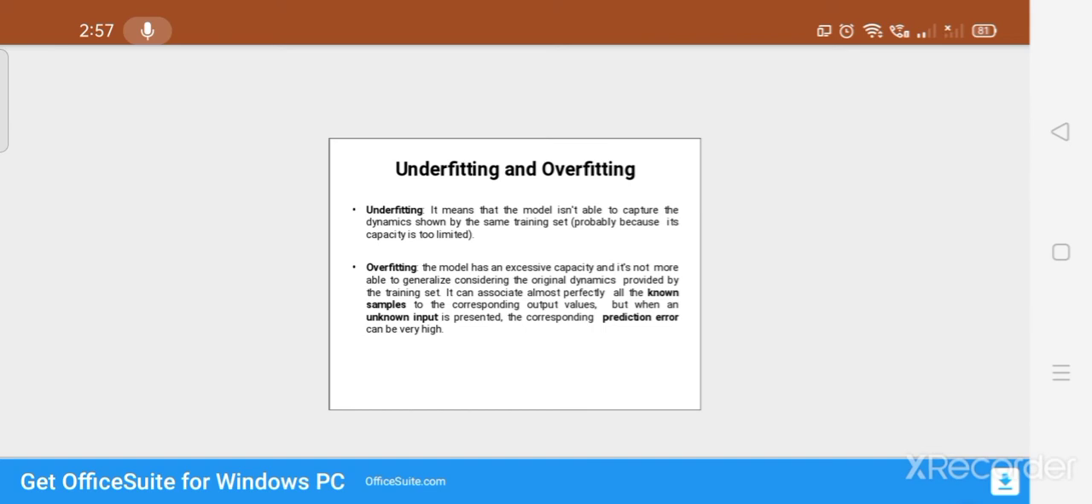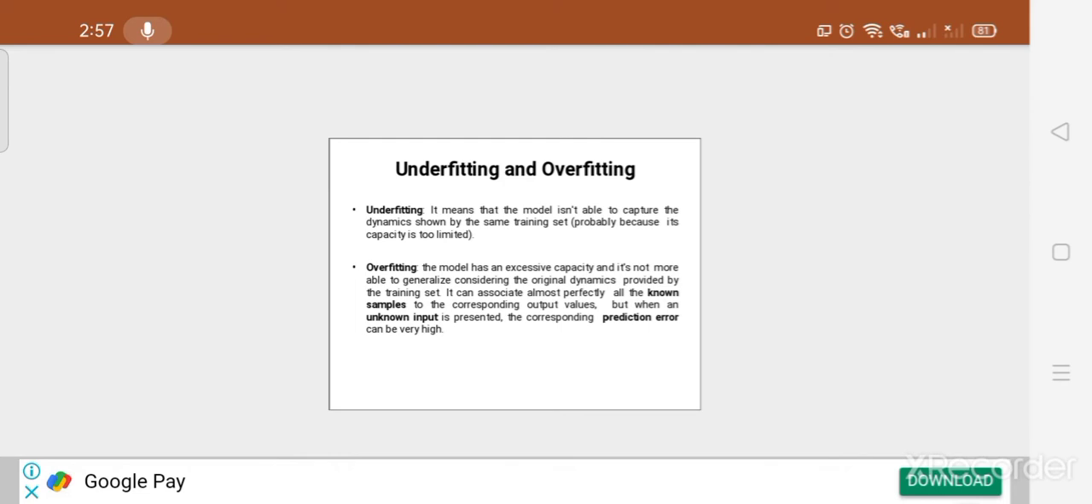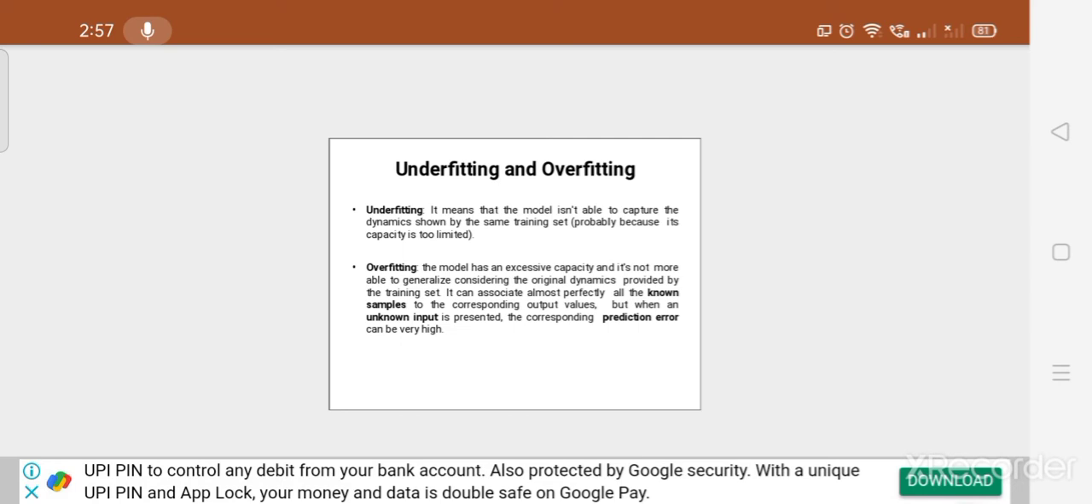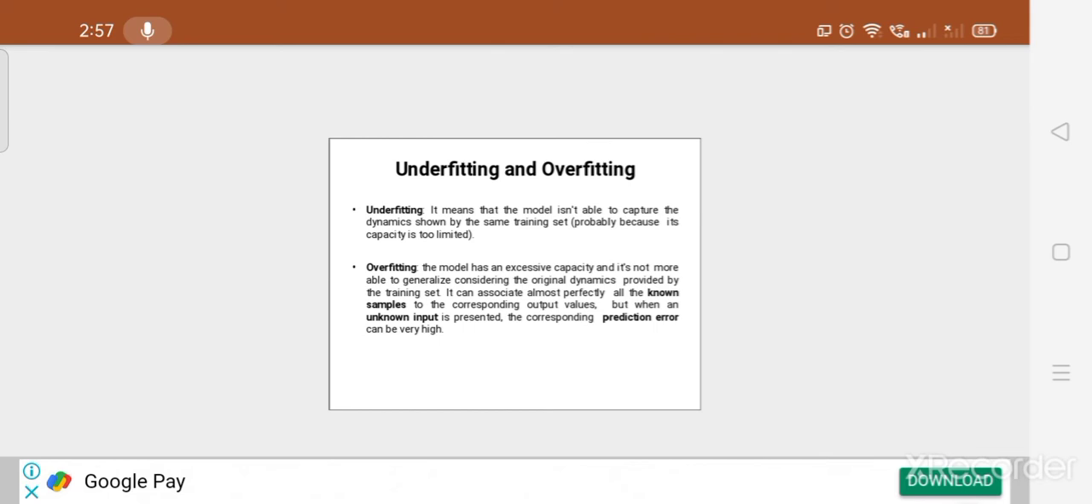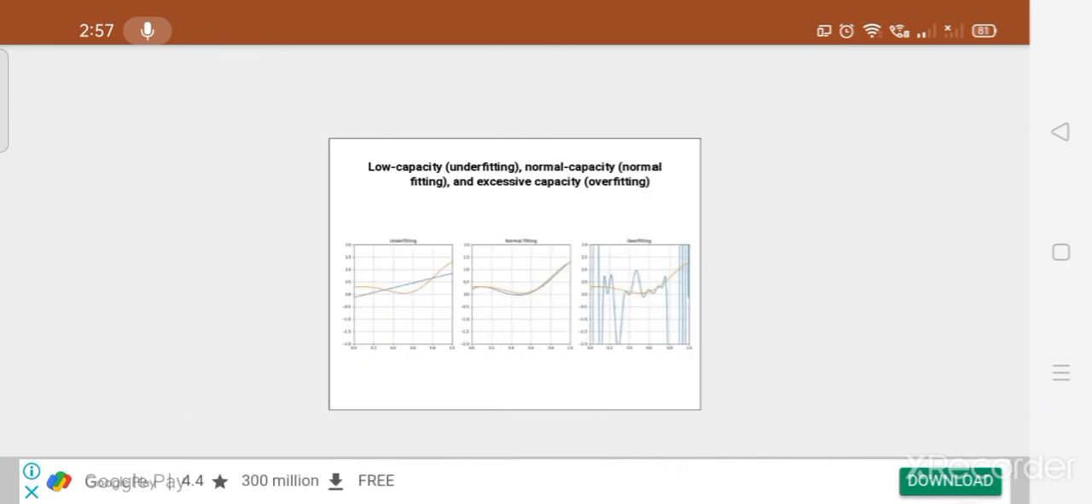It can associate almost perfectly all the known samples to the corresponding output values, but when an unknown input is presented, the corresponding predictor error can be very high. So the predictor error will be high in overfitting. Clear? So this is the example of underfitting and overfitting, and this is normal fitting.